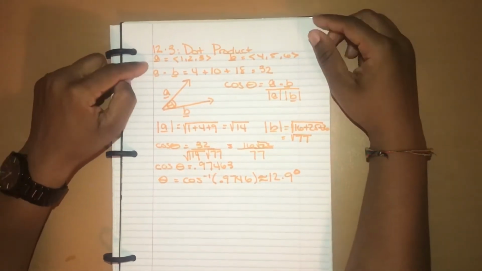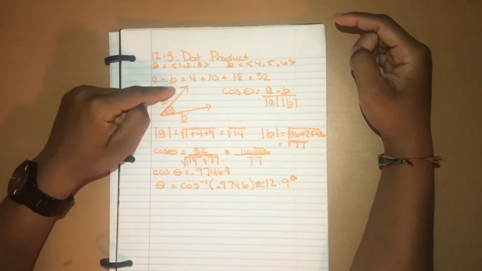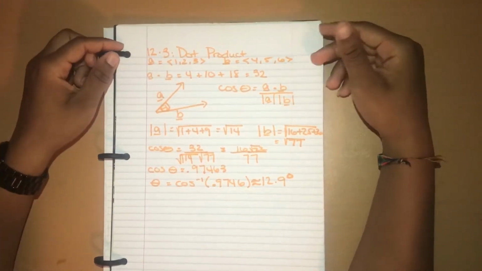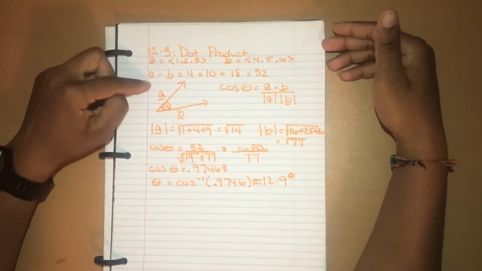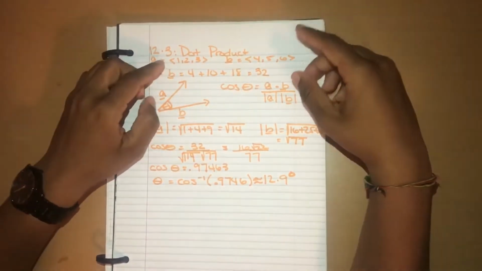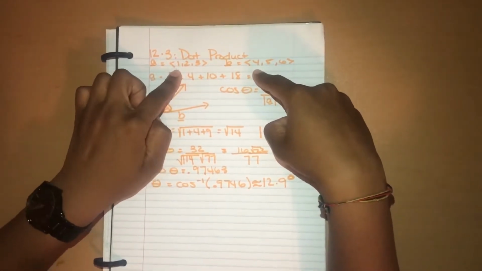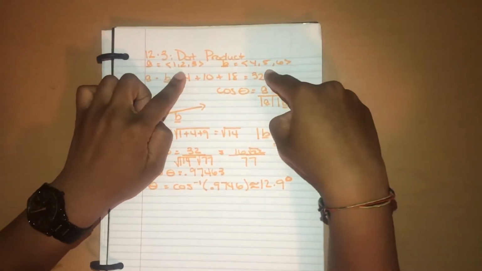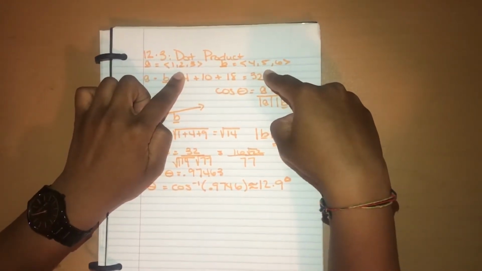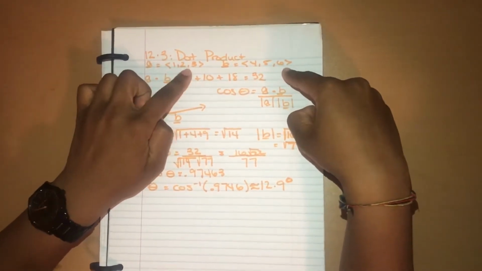So first we have vector A and vector B, vector A containing components 1, 2, and 3, and vector B containing components 4, 5, and 6. Now when we're finding the dot product of these two vectors, we're going to take the first component within each vector, multiply them together, and then add the product of the second components, and so on with the third as well.